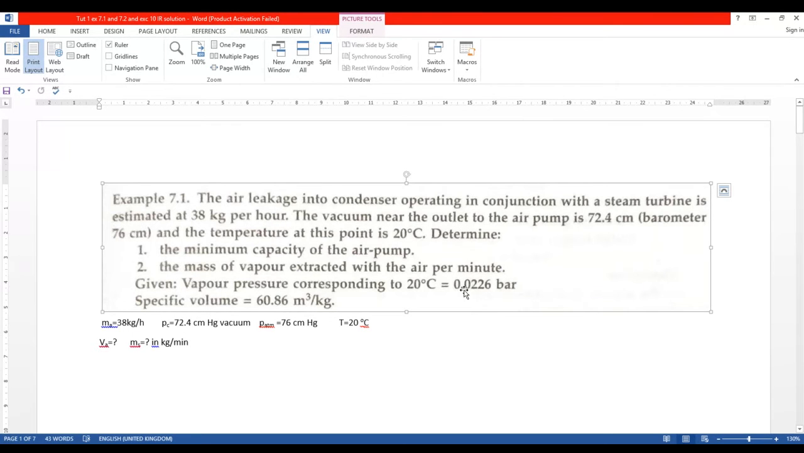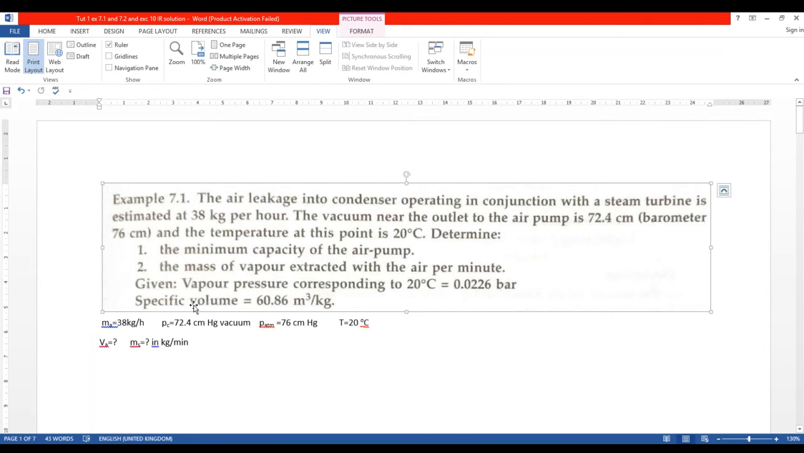So we can get the PS in here, partial pressure of steam. You can get it also from the steam table at saturation temperature 20 degrees centigrade. So this is PS, partial pressure of steam.